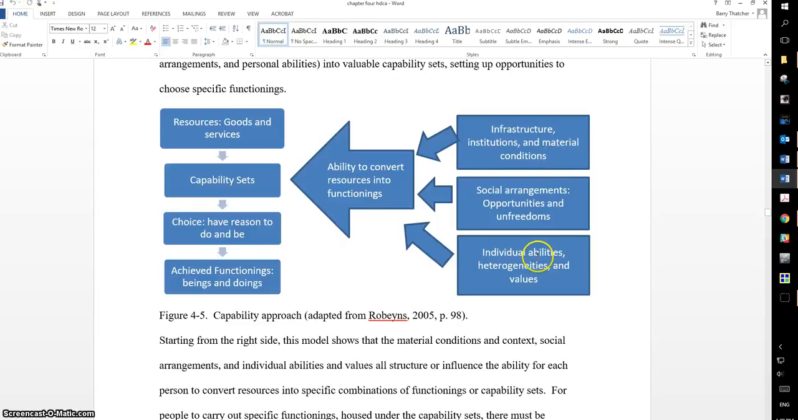The same can be said on the Mexican side. I'm totally fluent writing in English. That has a different context in Mexico, though, and I have a different ability to convert these resources into functionings. We'll continue this discussion of the human capability approach.